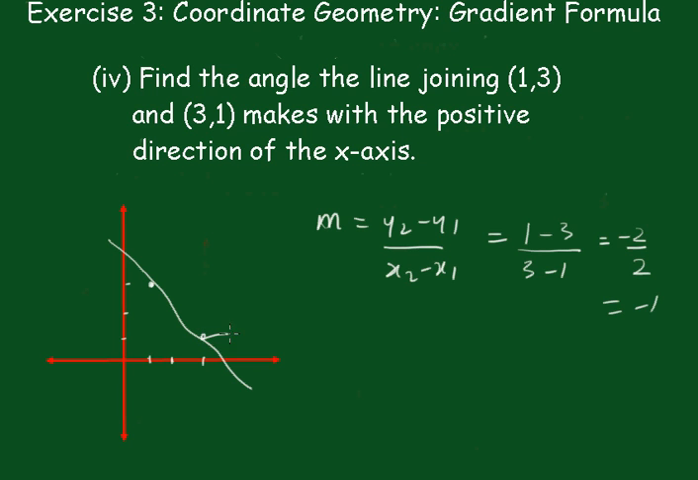So our angle, we can see that we're after the obtuse angle here. So m equals the tan of theta. So tan of theta equals negative 1. On our calculator we get negative 45 degrees. But we know we're after this one. So that angle there is 135 degrees, is the angle this line makes with the positive direction of the x-axis.